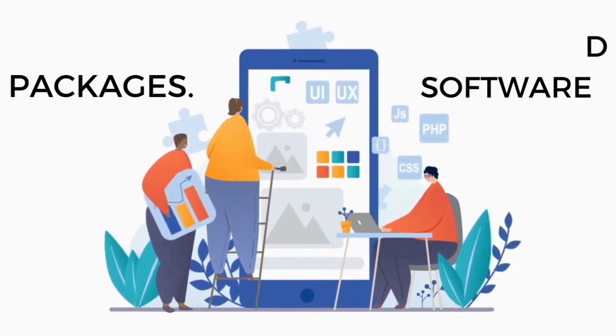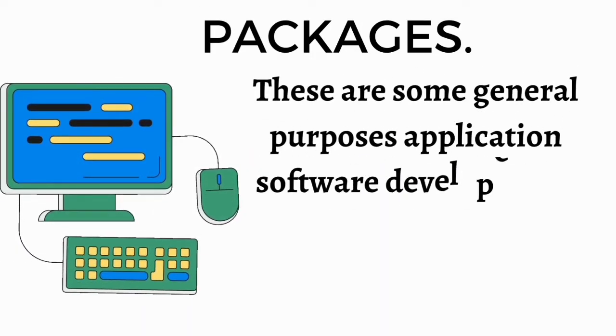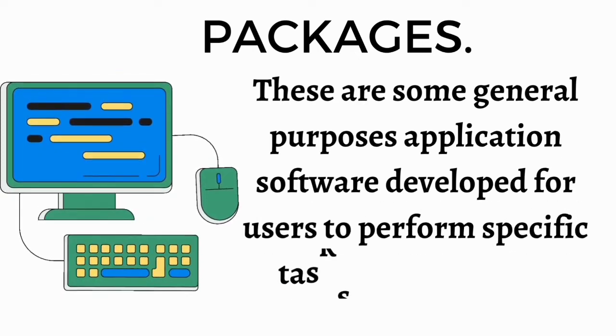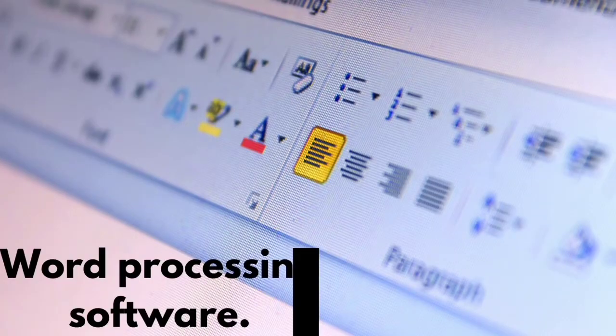Now, let's take a look at packages. These are general-purpose application software developed for users to perform specific tasks based on their requirements. An example is word processing software. A word processor is used for typing and producing neat documents like letters, memos, reports, etc. Documents can be saved and retrieved at any time. Examples of word processors are WordPerfect, Microsoft Word, etc.